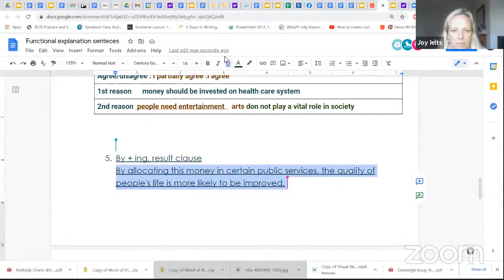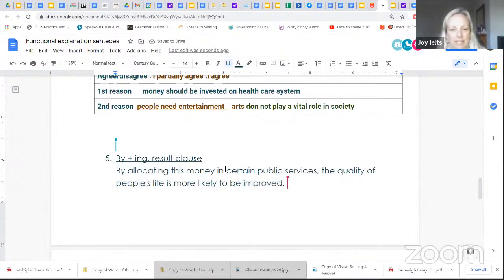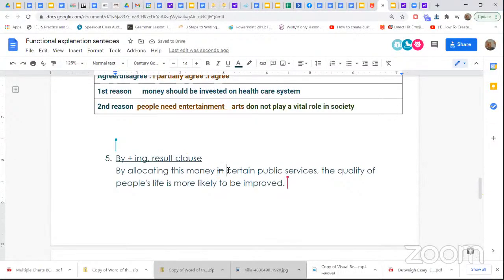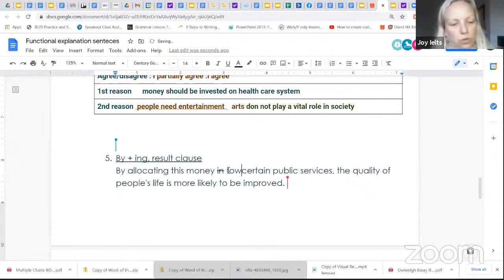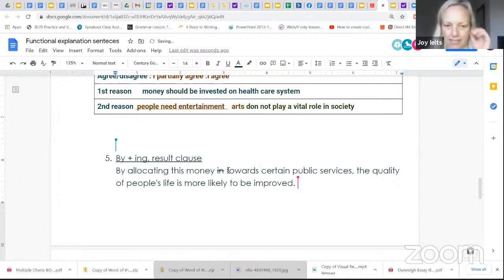Okay, so let's look at what this person has just written. By allocating this money, so when we have allocate, the preposition is always to or for, or even towards public services, the quality of people's life is more likely to be improved. Okay, so the grammar is perfect there. But in terms of the meaning, you might need to be more specific, because I would say that with access to the arts, the quality of your life is improved.